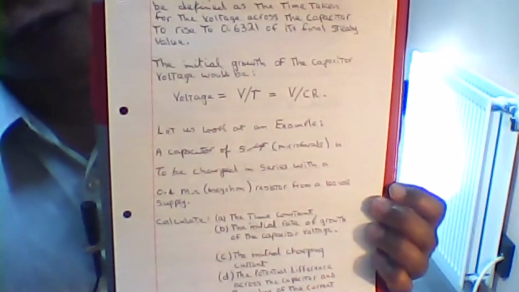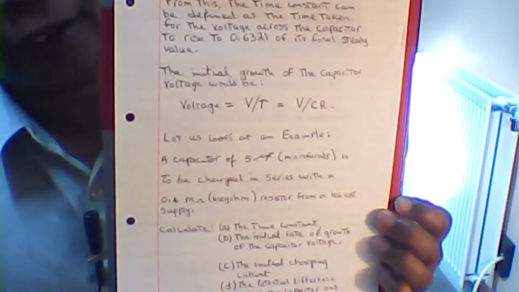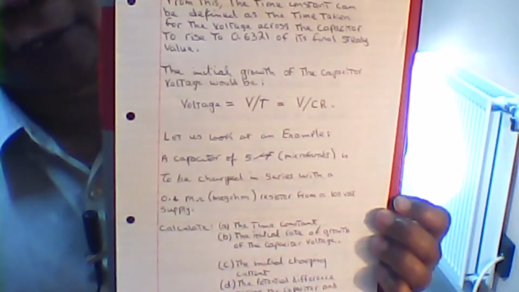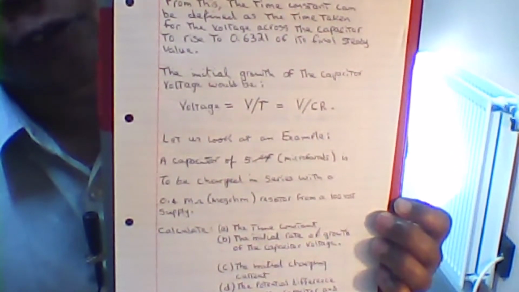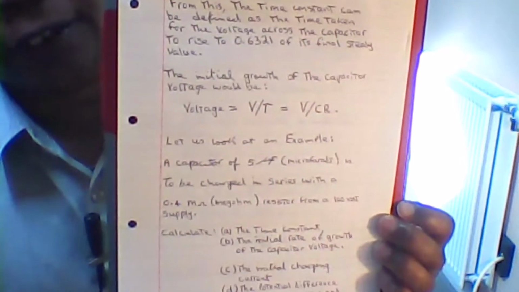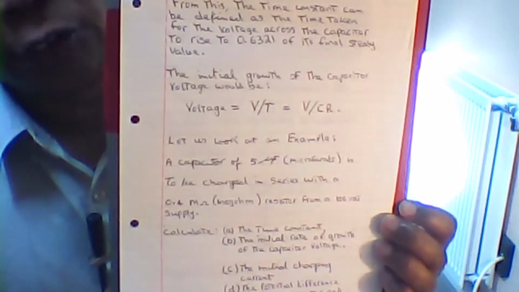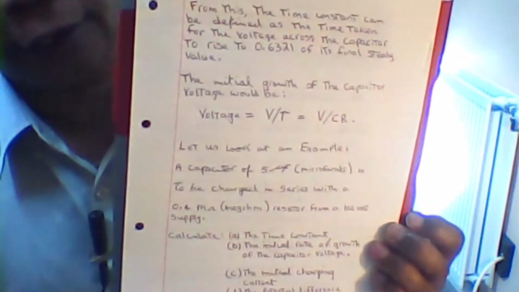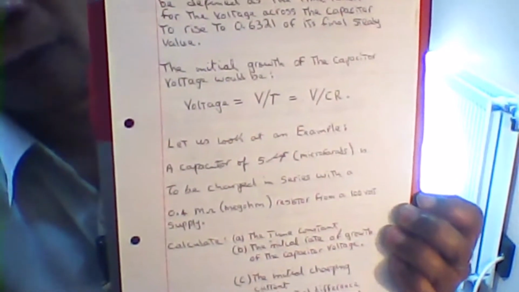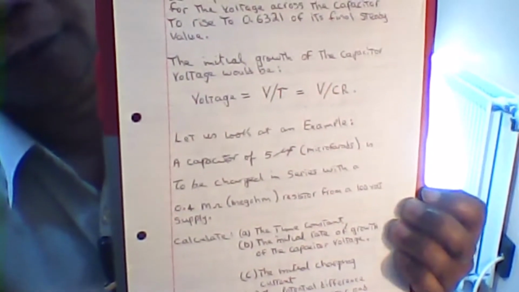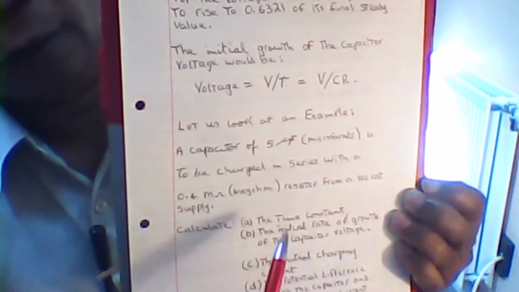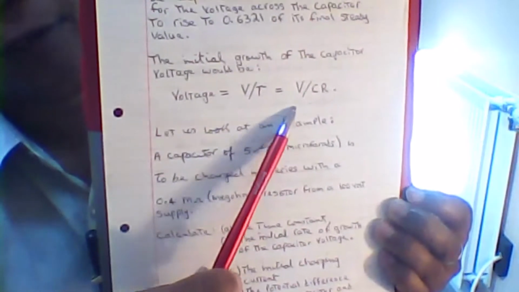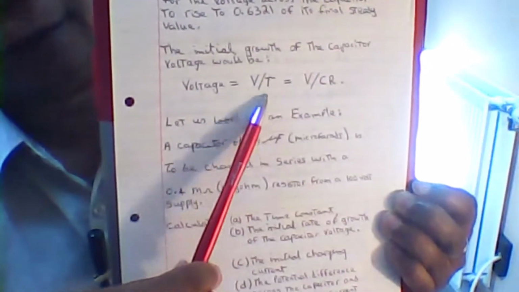From this, the time constant can be defined as the time taken for the voltage across the capacitor to rise to 0.6321 of its final steady value. The initial growth of the capacitor voltage would be voltage equals V over T, equals V over CR.